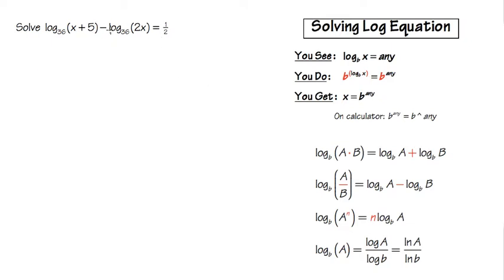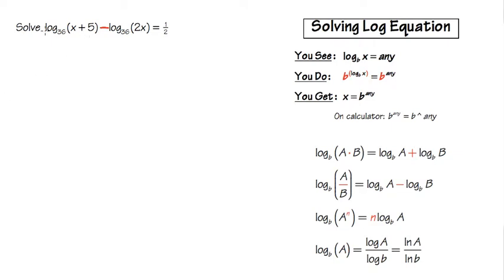Here we have a subtraction of two logs, right? So we are talking about this one. When we have a subtraction of two logs, what we can do is put them together into one single log, but then it will be a divided by b, so a fraction inside. So let's put this into action.